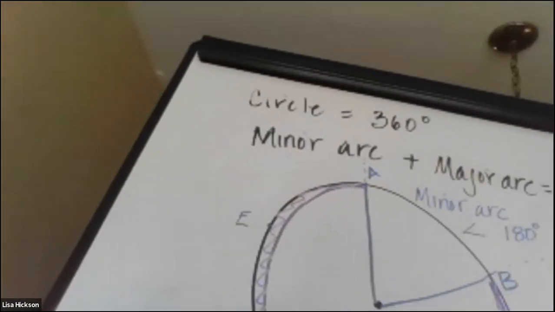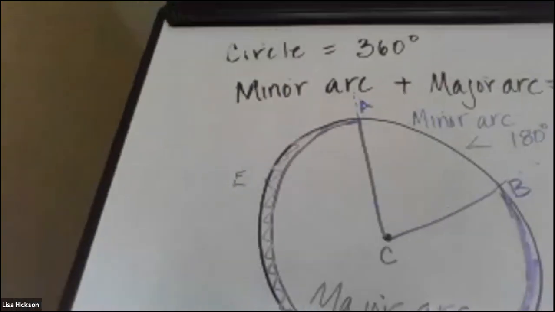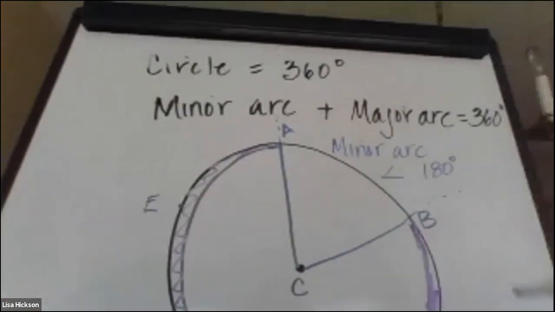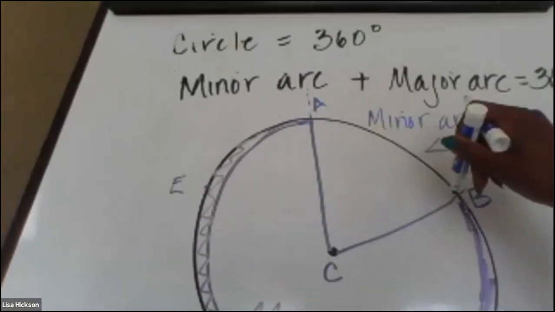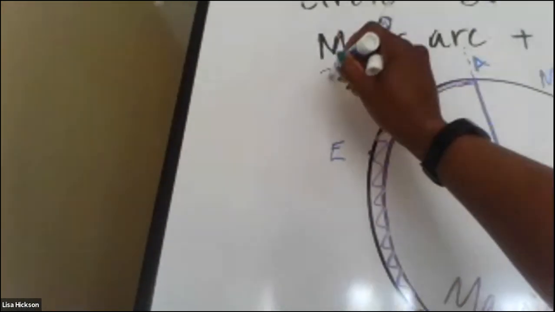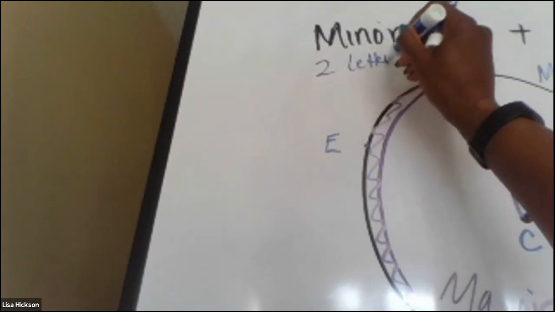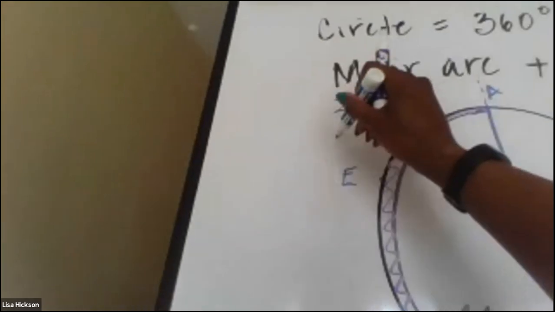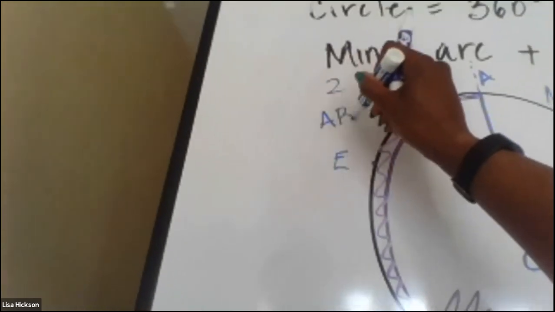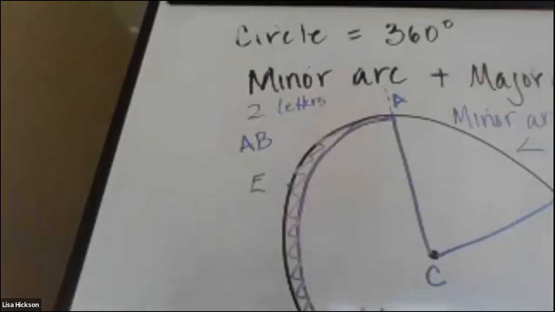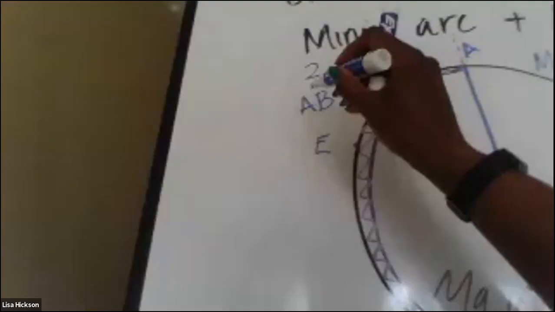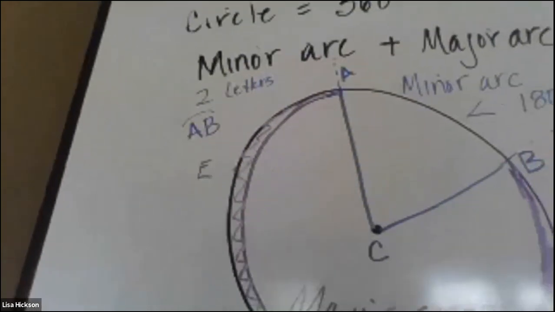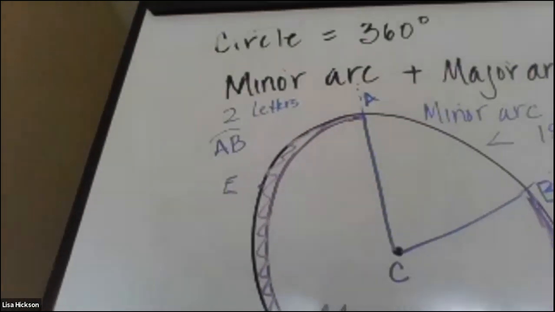So to name a minor arc, you only have two letters. Okay? Where does it start and where does it end? So a minor arc has two letters. Where did it start? Where did it end? It started at A, it ended at B. Now, if you see it in a book or printed, it will just have an actual arc over the letters. Okay?